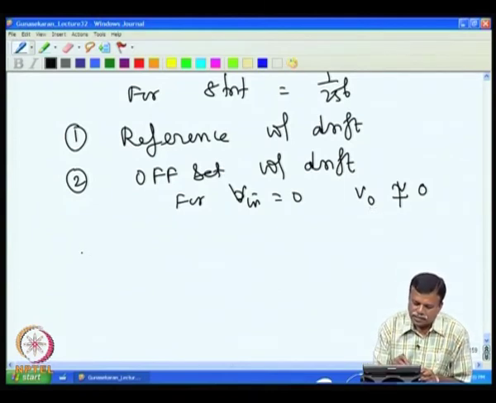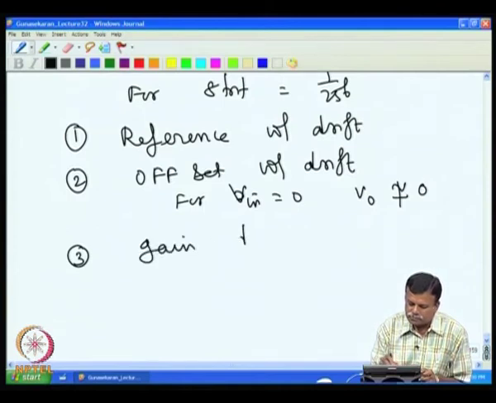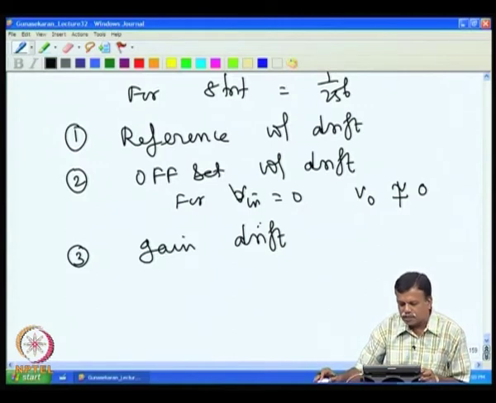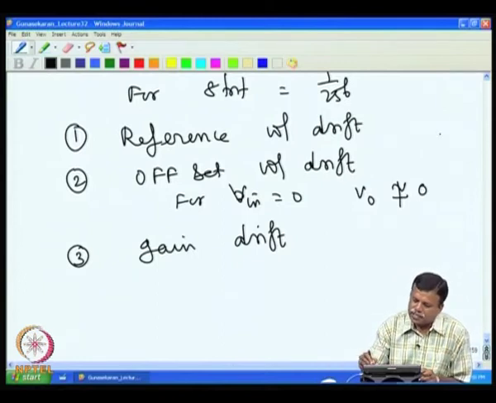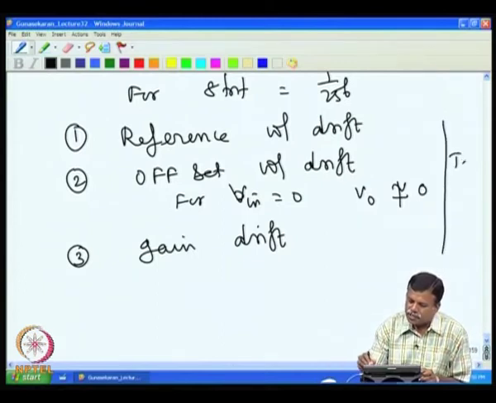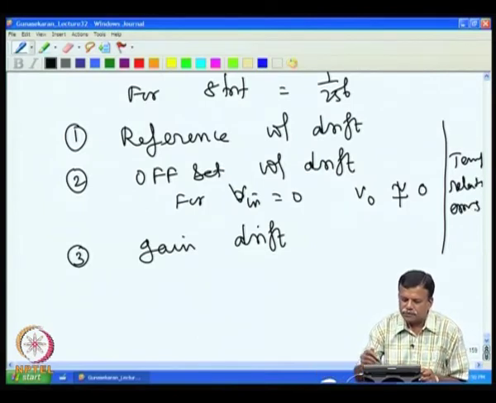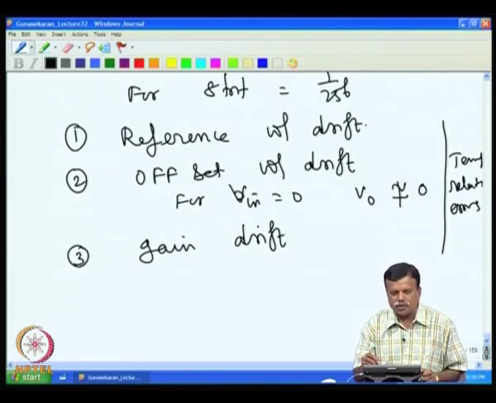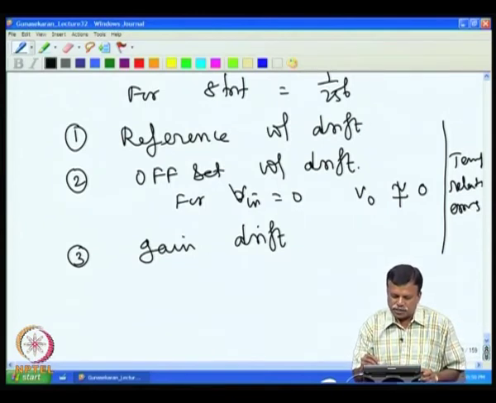Then the third error is gain drift. The gain of the ADC also changes with temperature. So, these are all temperature related errors. That is, when temperature changes, the reference voltage drifts and that produces error in the output, the offset voltage drifts, and then the gain also drifts, and they produce a temperature related error.